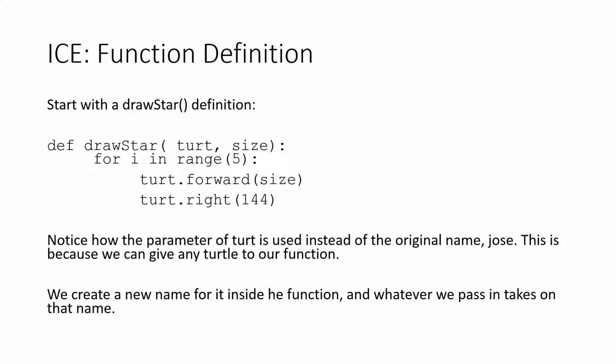So we can repeat the code from the previous slide. In this case, we have our for loop, and then we have the turtle move forward according to our size, and then turn right 144 degrees. Now, make a note that we are using the turtle that was passed in and the size parameter that was passed in, rather than having these statically coded.